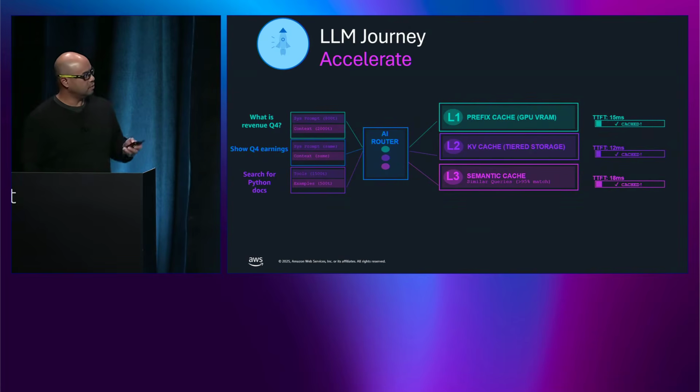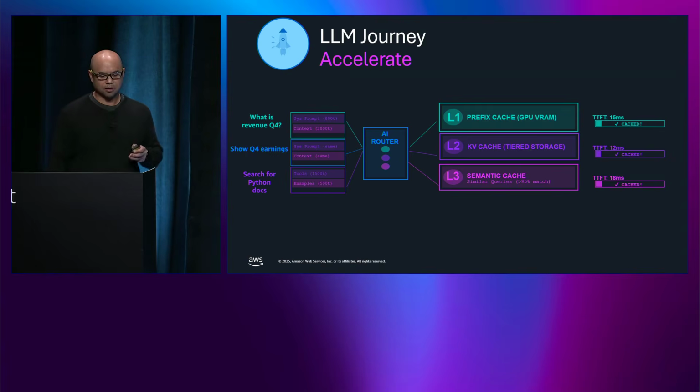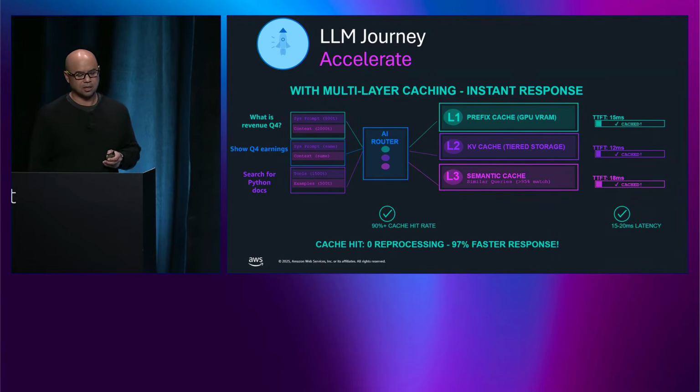So, to put it together, maybe you want to use different strategies such as prefix caching, KV cache offloading, or maybe semantic caching, coupled with an AI router, and you can accelerate, or you can get a better time to first token because you can skip the prefill and reuse the KV cache across different requests, across different users.